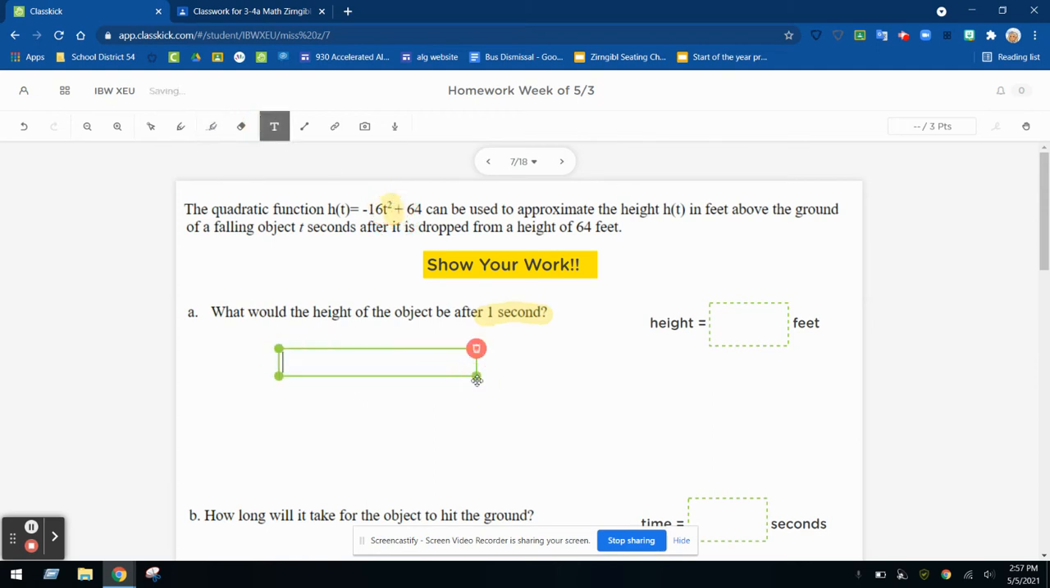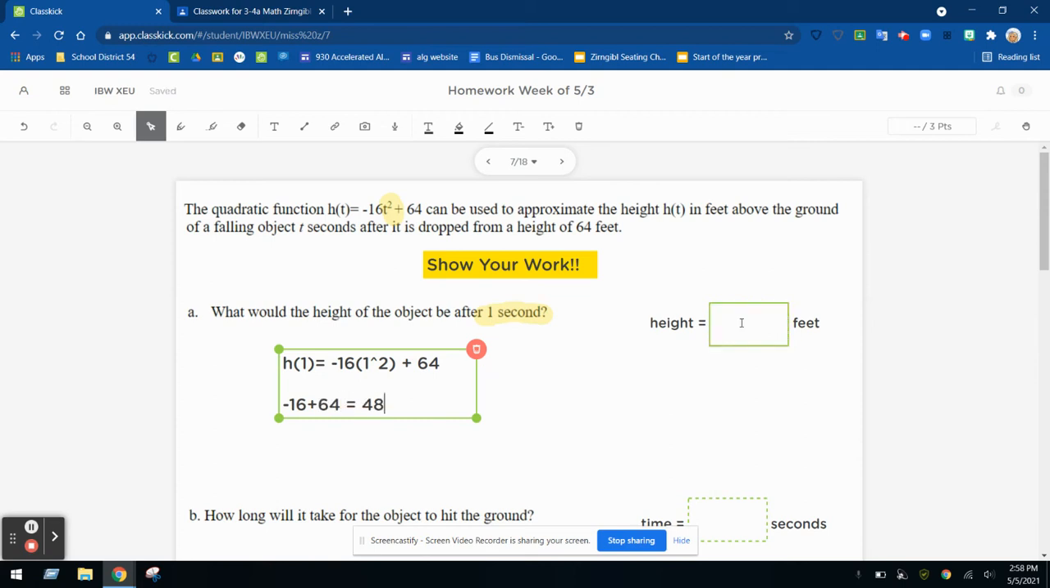So I want to know the height after 1 second. So h of 1, the height after the time. In this case, the time is 1 second. So I'm going to substitute that in for t. So I'm going to have -16 times 1 squared plus 64. And when we do this, we're going to get -16 plus 64, which gives us 48. So our height is 48 feet at this time.